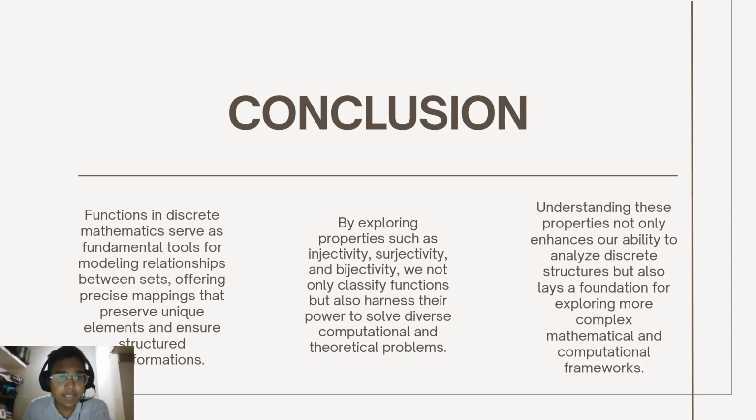So in conclusion, we can say that functions in discrete mathematics serve as fundamental tools for modeling relationships between sets, offering precise mappings that preserve unique elements and ensure structured transformation. And by exploring properties such as injectivity, surjectivity, and bijectivity, we not only classify functions but also harness their power to solve diverse computational and theoretical problems. Not only that, but understanding these properties not only enhances our ability to analyze discrete structures, but also lays a foundation for exploring more complex mathematical and computational frameworks.